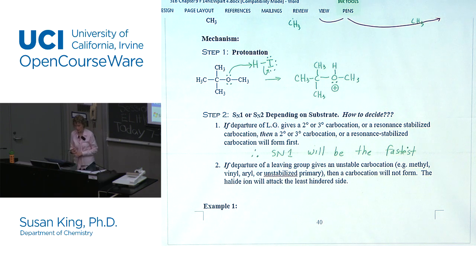Second consideration: if we can't form a secondary, tertiary, or stabilized carbocation, if we form an unstable carbocation like a methyl, vinyl, aryl, or unstabilized primary, then a carbocation will not form. The halide ion will attack the least hindered side. Therefore, SN2 will be the fastest.